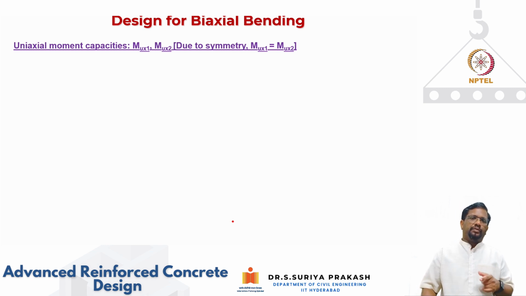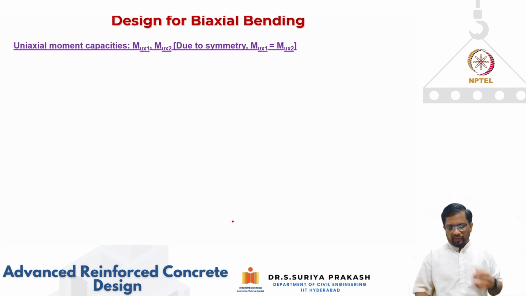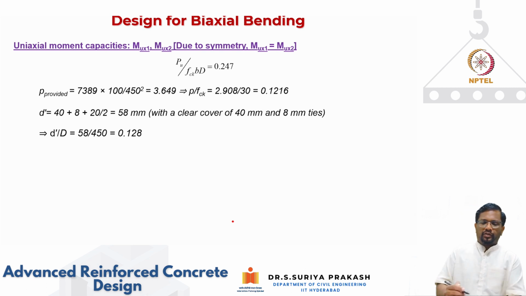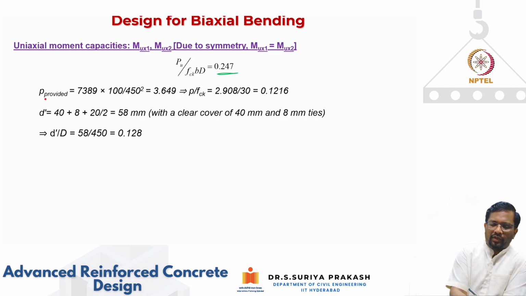So to use that equation, I need to know the uniaxial bending moment capacities for the reinforcement that I have provided, right? So let us calculate that. We have Pu by fck bD, which is 0.247. The reinforcement provided is 7,389, and if I convert that into p by fck, it works out to be 0.1216.